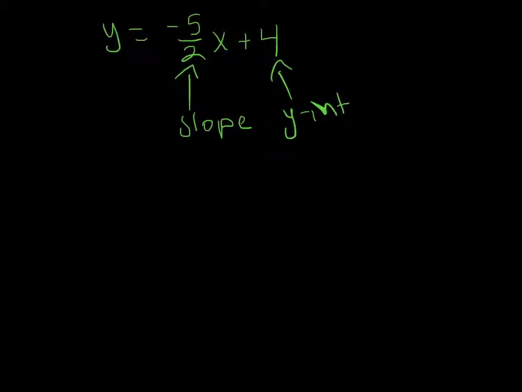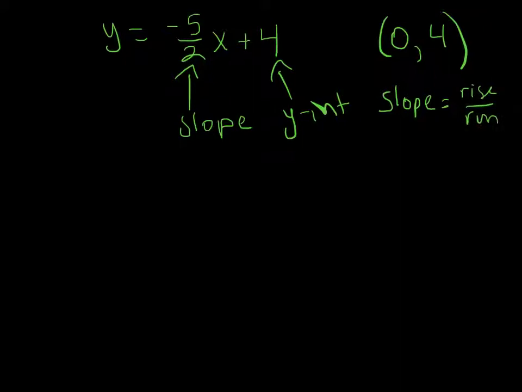So if we look at this information real quick, y-intercept is when x is 0, so we know we have a point at (0, 4). More information we know. Slope is equal to rise over run. So in this case, that equals negative 5/2.